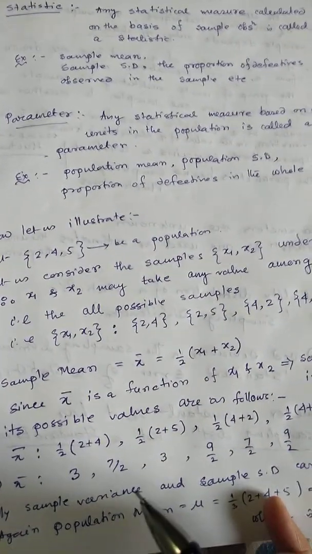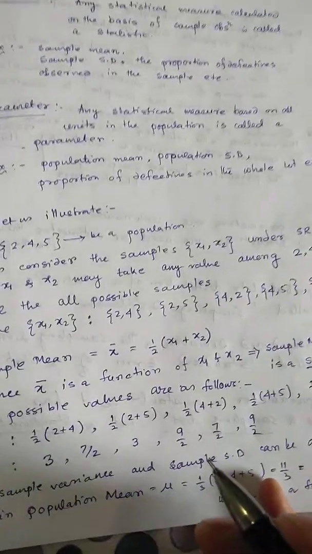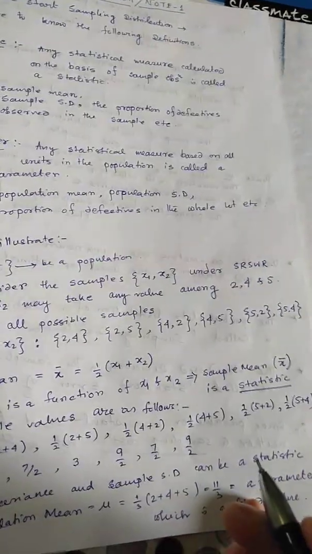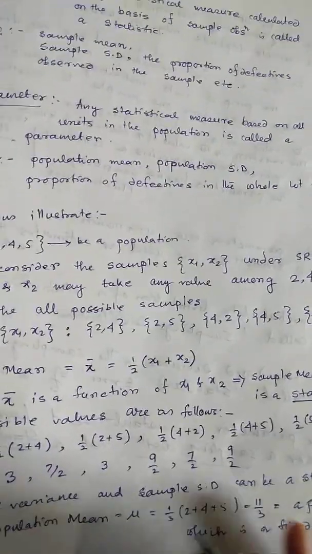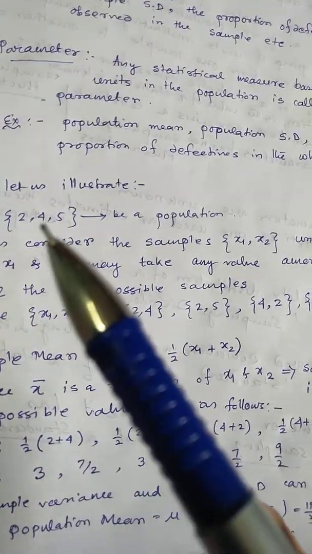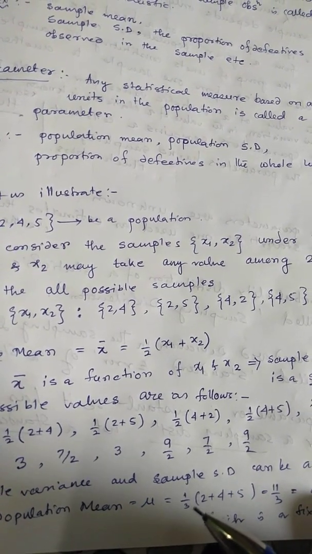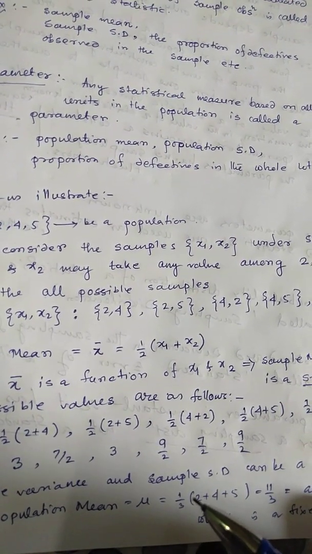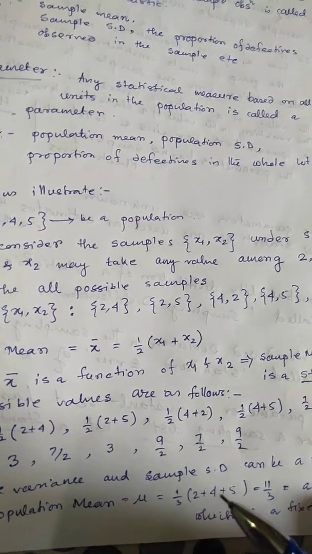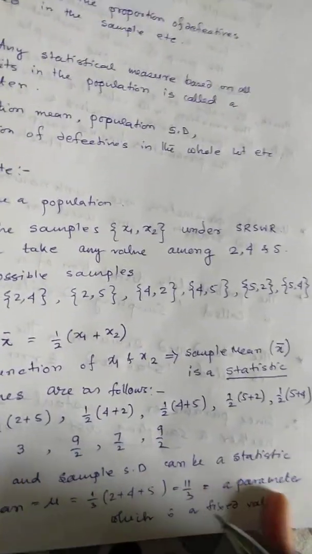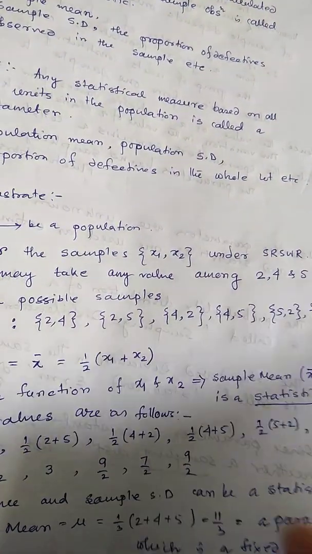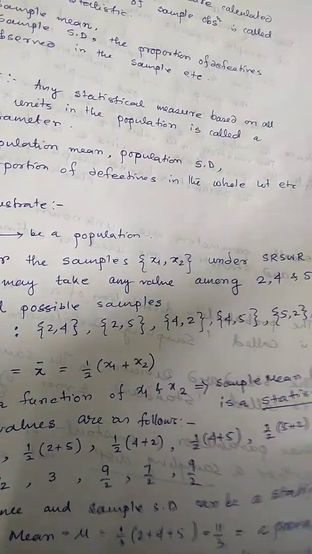Similarly, as we calculated the sample mean, we can calculate the sample variance and sample standard deviation, which are statistics. Now we can calculate the population mean. What are the population units? 2, 4 and 5. So the mean, given by mu, is 1 by 3 into 2 plus 4 plus 5, where 3 is the number of population units. This is the value of a parameter. A parameter is always a fixed value. Why should we call a parameter a fixed value?